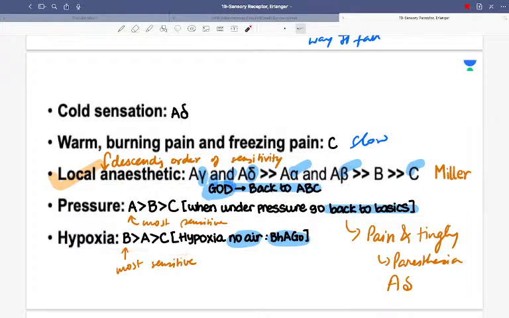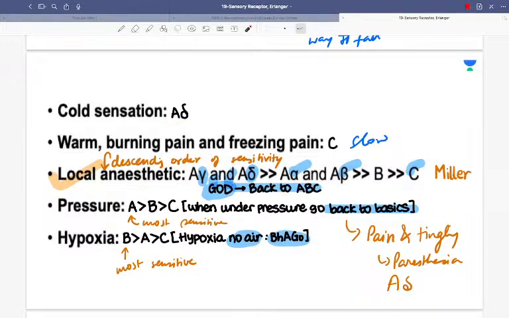This is the descending order of local anesthetic sensitivity, so these are the most sensitive, then after it A alpha. They had asked one question that came in one of the central institutes: which fibers, or which kind of sensory property, is the first to go. A delta was in the option, and the answer was temperature, the cold sensation.